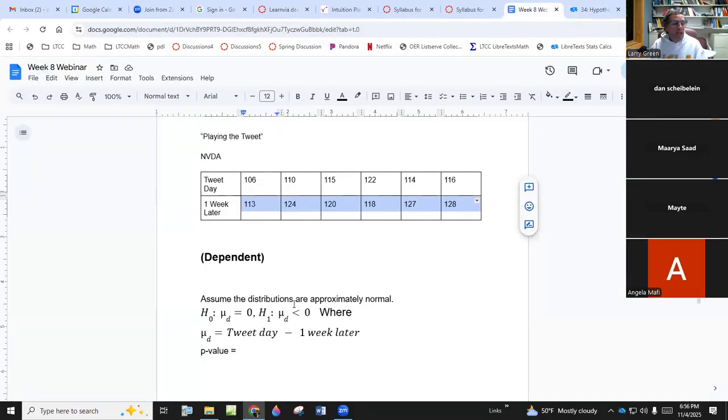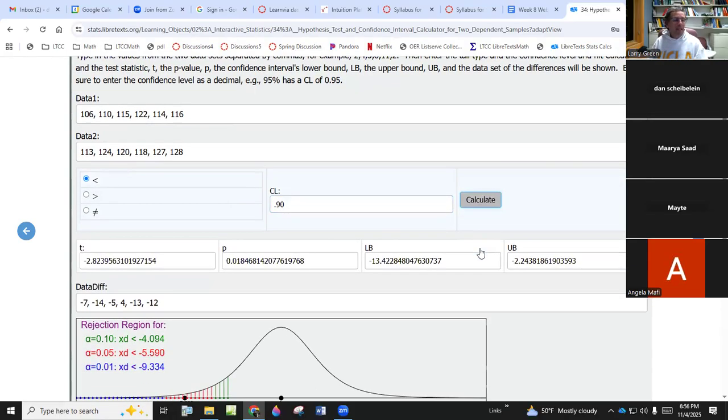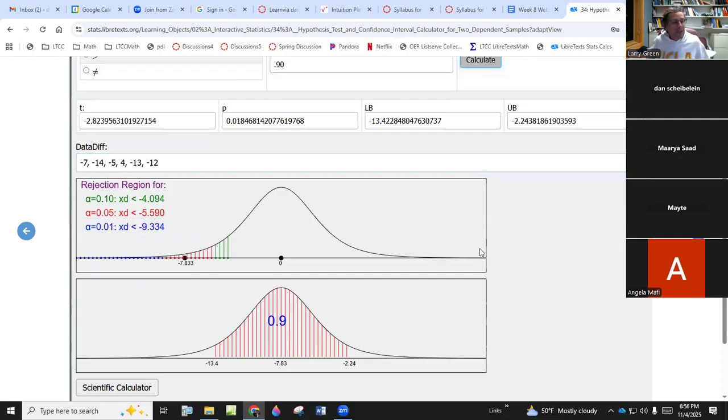And then remember, we have a mu sub D is less than 0 for our H1. Confidence level, we're going to go 0.90, 90% confidence. Any questions on that? Okay. In the real world, a lot of times what you do is you look at all the different confidence intervals with different levels and see which one works best. But because we only have so much time, I'm going to just do this. And hit calculate. And there we go.